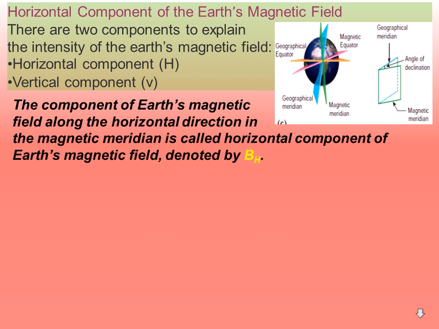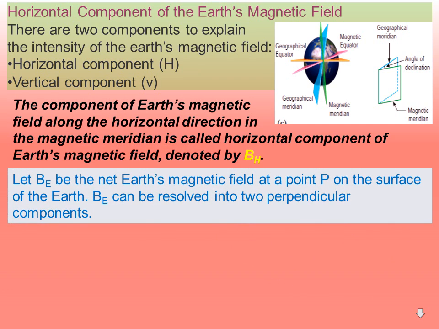Now the component of the Earth's magnetic field along the horizontal direction in the magnetic meridian is called the horizontal component of the Earth's magnetic field, which is denoted by BH. So let BE be the net Earth's magnetic field. Hereafter we are going to use BE as the Earth's magnetic field and BH as the horizontal component of the Earth's magnetic field.